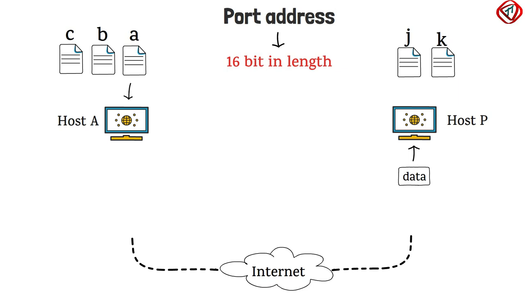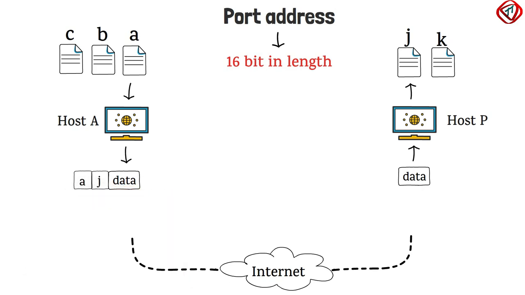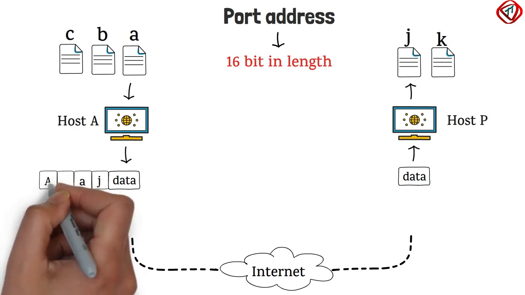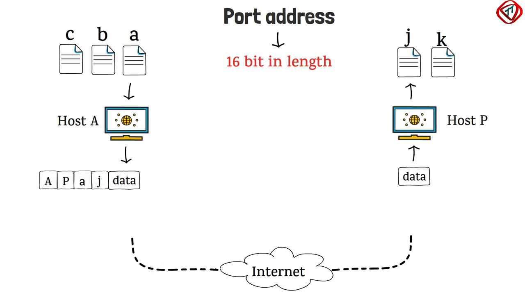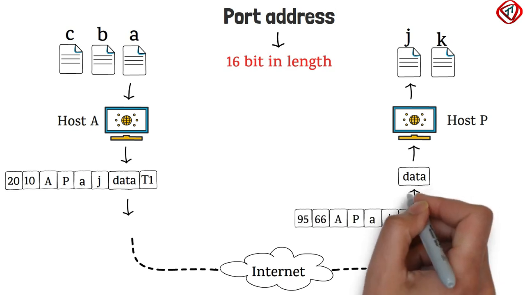Process A in host A generates some data which should be delivered to process J in host P. To ensure the correct delivery of data to the right process, the transport layer encapsulates data from the application layer with source and destination port address A and J. The network layer adds the logical source address A and logical destination address P to the segment. The physical address is then added to the packet to form a frame which is then transmitted in the network. The frame is received by host P, which after decapsulation provides data to process J.